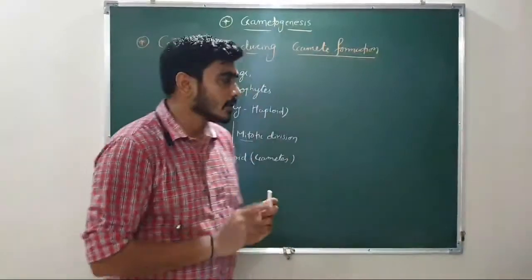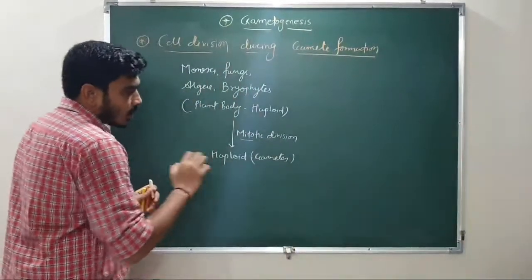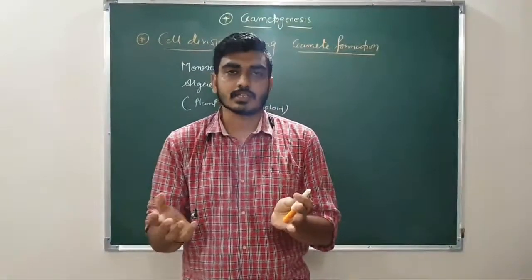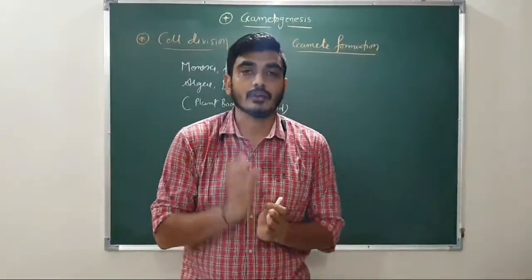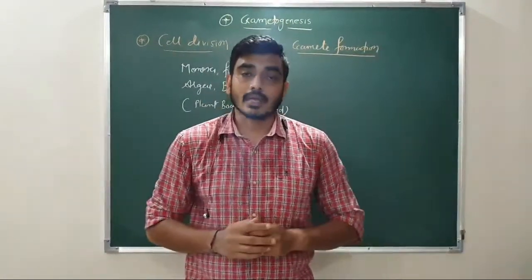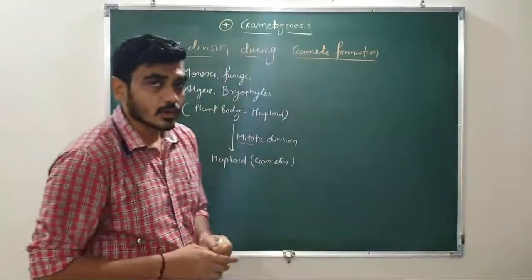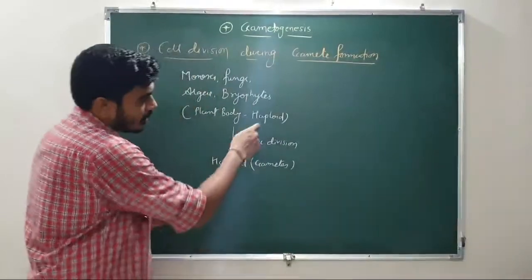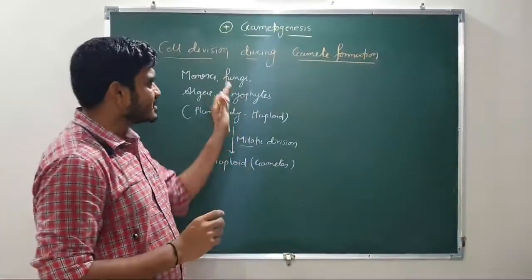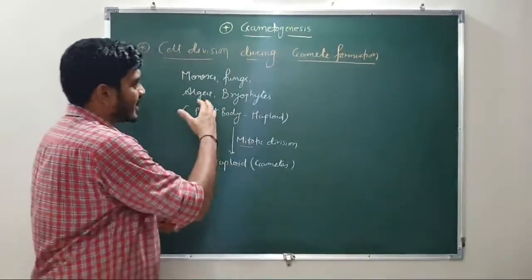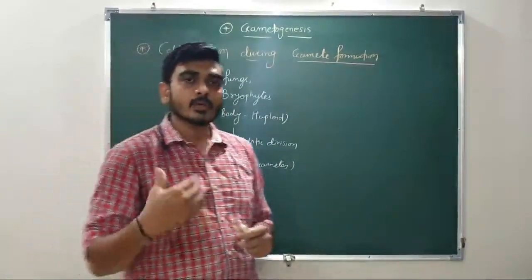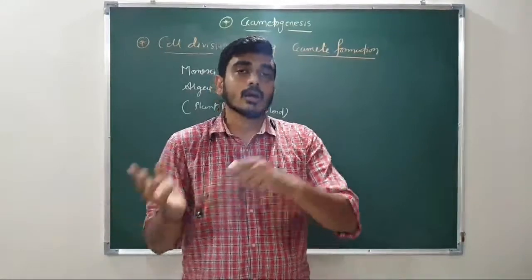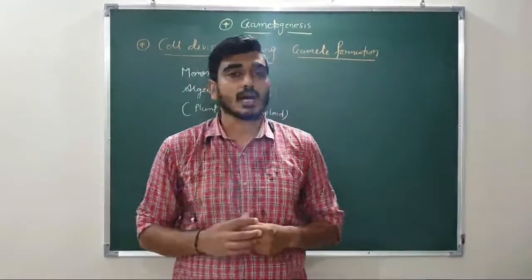But yes, here the meiotic division takes place, because when zygote formation takes place, after the fertilization, two haploid gametes join and form the diploid zygote. Now this diploid zygote directly undergoes meiotic division for the formation of haploid cells again. That means in this type of organism, most of them in algae and bryophytes, the meiotic division occurs after the formation of zygote to reform the haploid plant body.